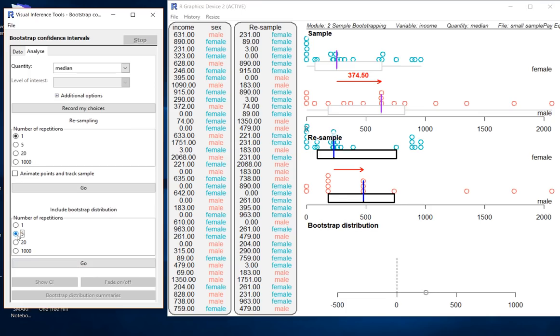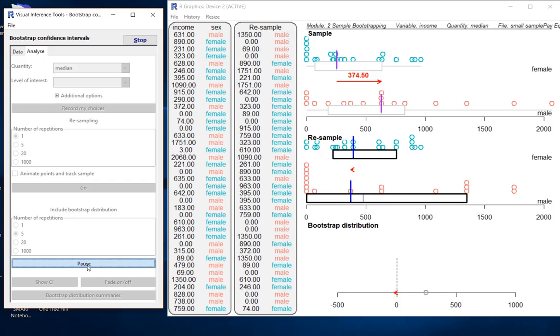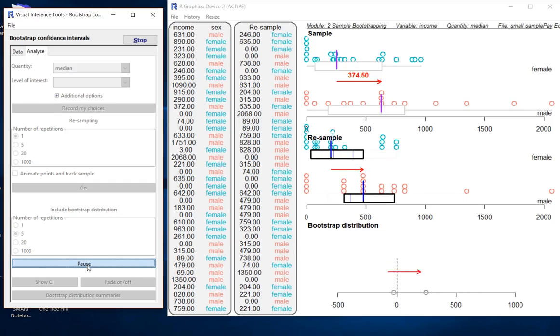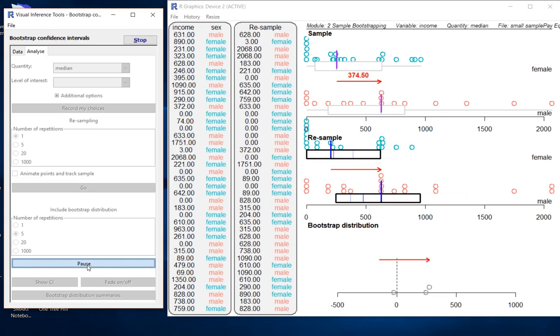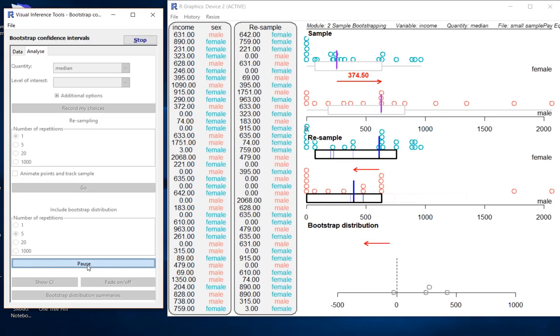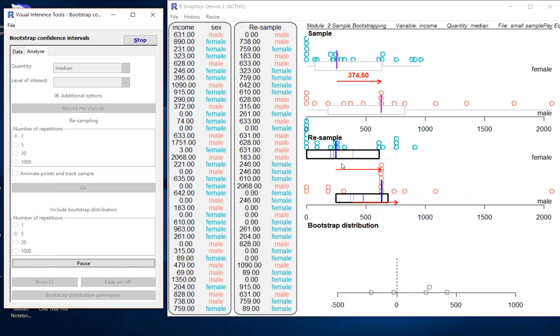If I do this 5 times, go a bit faster, that's where the females had a greater median income, sometimes they do. There has the female having a greater median income again. This is where all the males have a greater median income. And you can see that for every resample that's taken, another little dot appears on here.